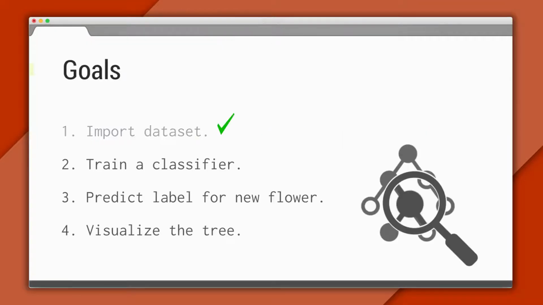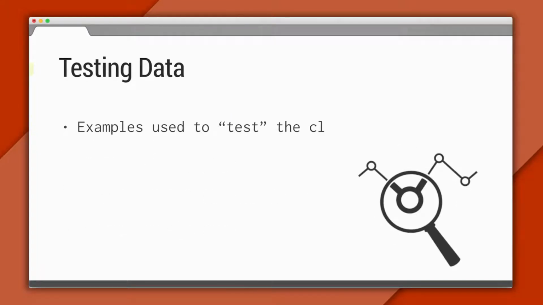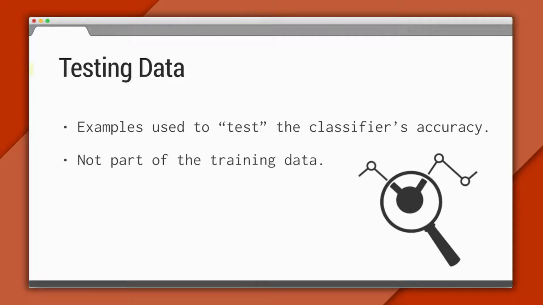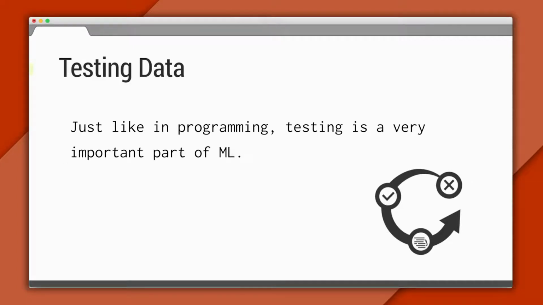Now that we know how to work with the dataset, we're ready to train a classifier. But before we do that, first we need to split up the data. I'm going to remove several of the examples and put them aside for later. We'll call the examples I'm putting aside our testing data. We'll keep these separate from our training data. And later on, we'll use our testing examples to test how accurate the classifier is on data it's never seen before. Testing is actually a really important part of doing machine learning well in practice, and we'll cover it in more detail in a future episode.